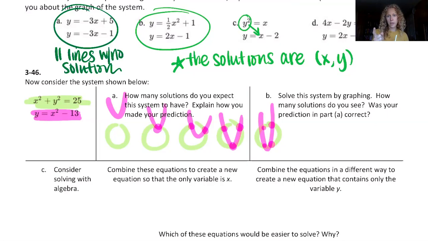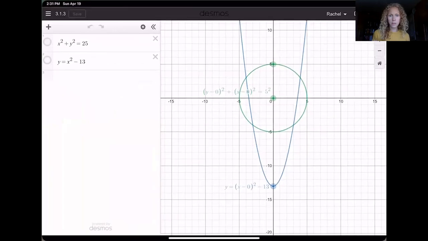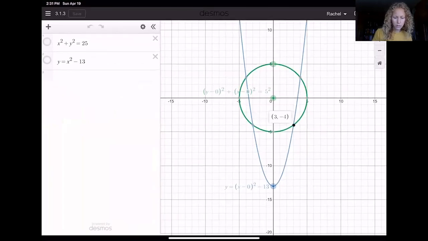We are going to solve this by graphing and see what happens. We could graph this by hand. We can also look at Desmos, which is what I'm going to do right now. And here it is. We have actually 4 solutions, there and there. This, again, circle is centered at 0, 0 with a radius of 5. And the quadratic has a vertex of 0, -13 and a normal scale, so they are going to cross 4 different times.